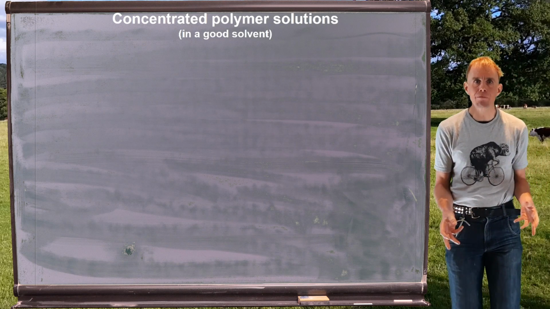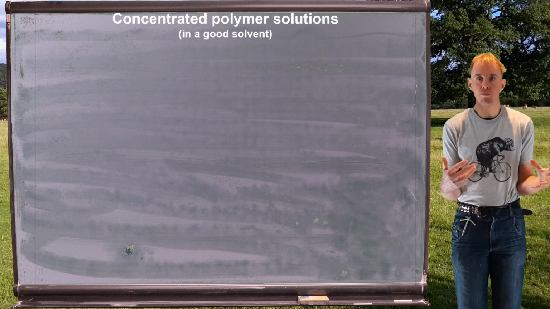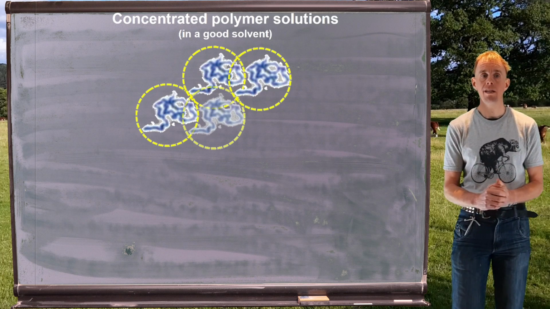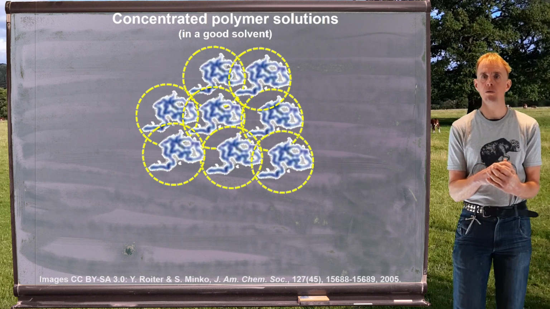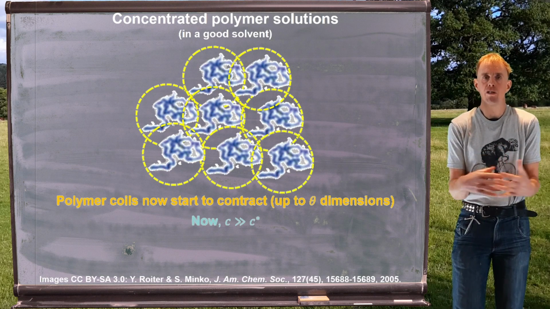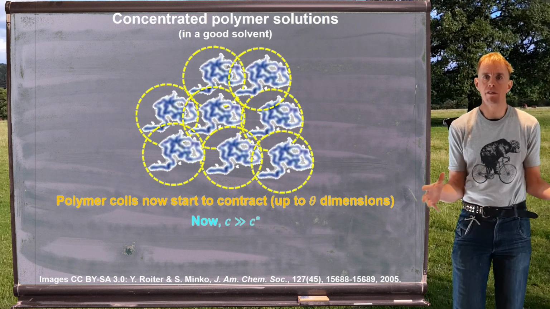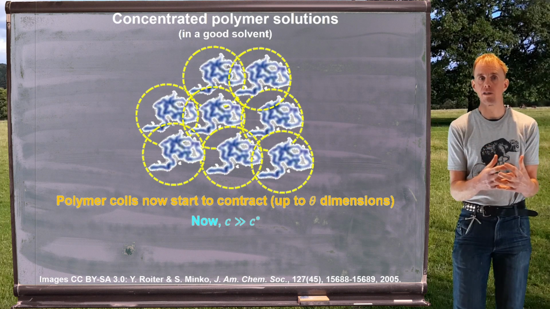So let's add a little bit more polymer to our polymer solution. Now we get a point where the chains really are overlapping a lot. And what happens at this point is that there's less and less solvent around the polymer chains. And so the polymer chains can't open out as much to interact with the solvent. They're interacting more with themselves. So the polymer chain conformation starts to contract.